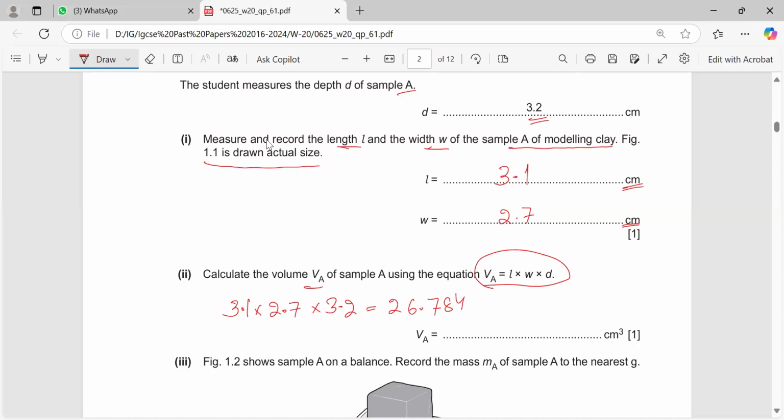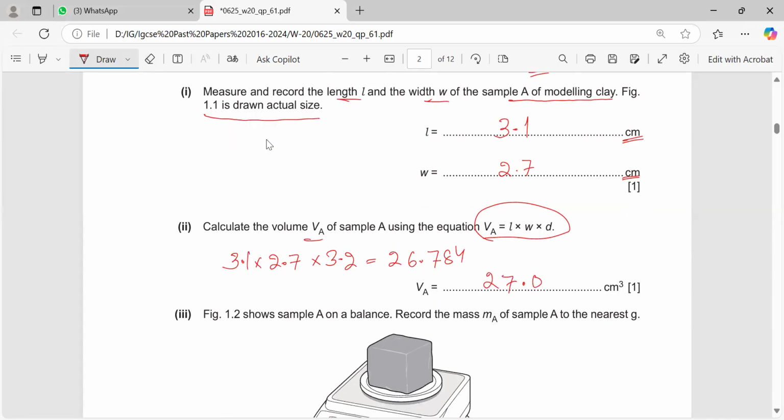26.784. We are not going to write this much long number. We can use maximum 3 significant figures. So we can write it rounded off, and we can write it to be 27.0 centimeter cube. Then, my dear friends, check here.